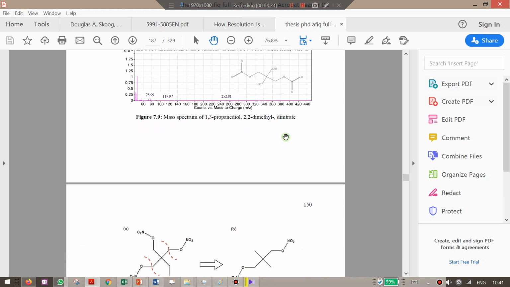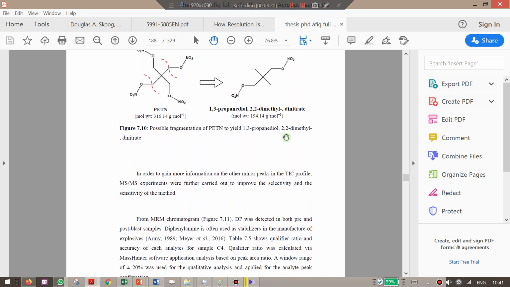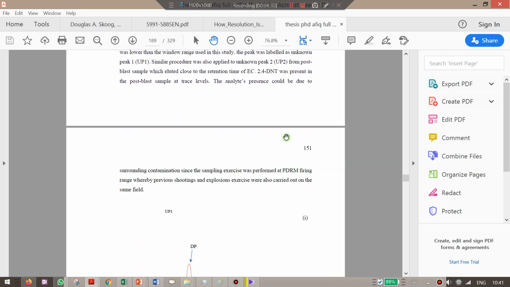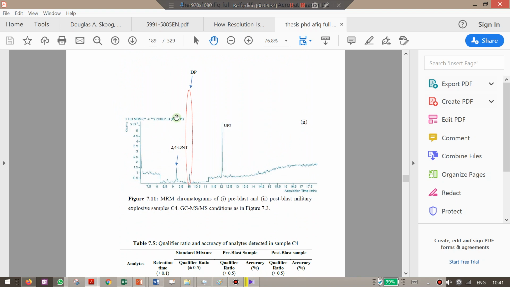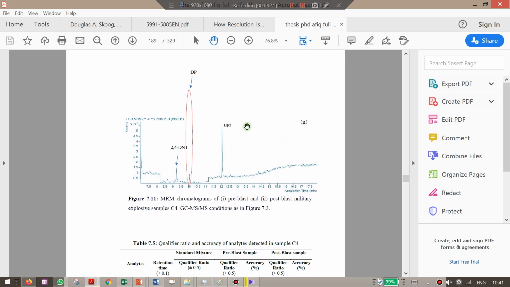So that's why we submit for the MS/MS. Instead of only using the MS1, we also use the MS2. So what happens when we send it to MS/MS is that we can reduce all the background noise, so we can see our peak of the analyte of interest better. Okay, here is the example. UP is the unknown peak.